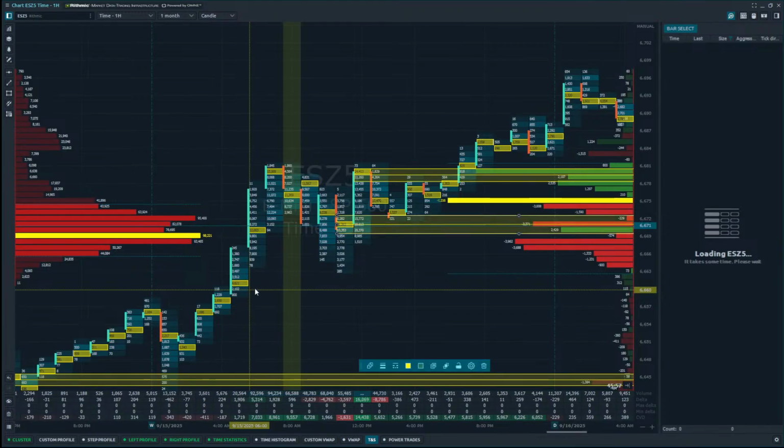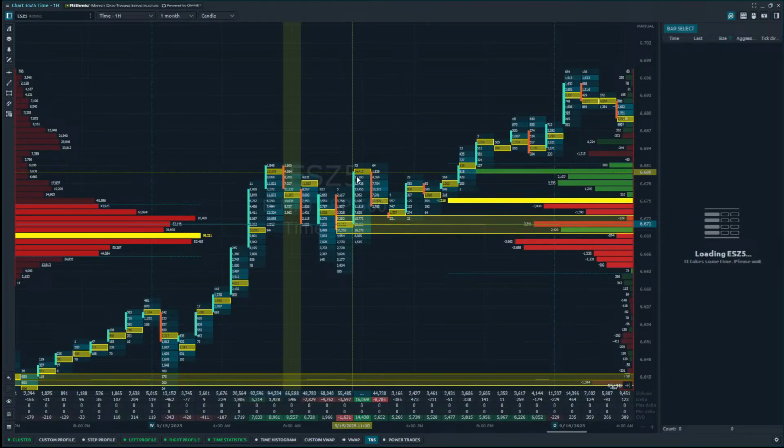And so they pushed price up. They created a large volume cluster up here at the top, but they also created a poor high, right? We have our full body candle here, and this is on a 1-hour time frame.